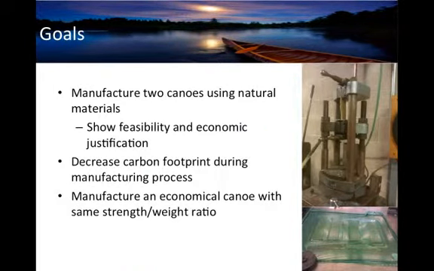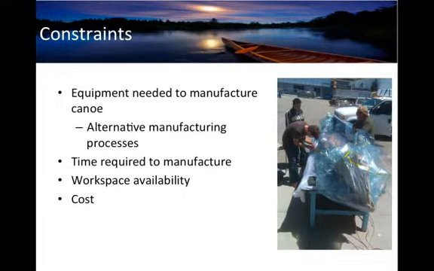Some goals I had were to actually manufacture two canoes using natural materials, as well as show the feasibility and economic justification behind this. In doing so, I wanted to decrease the carbon footprint during the actual manufacturing process, as well as manufacture an economical canoe with the same strength-to-weight ratio as some of the high-performing canoes that are out there today. Some of the constraints I faced were the equipment and materials needed to manufacture my canoes.